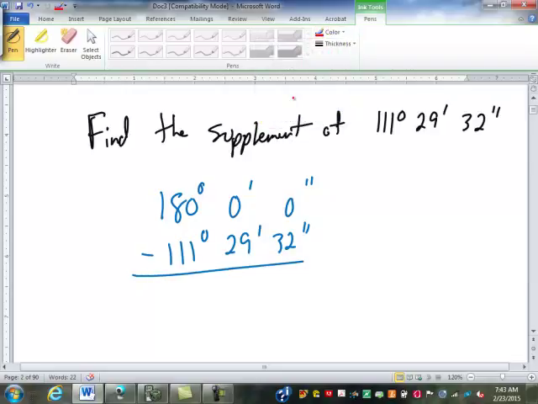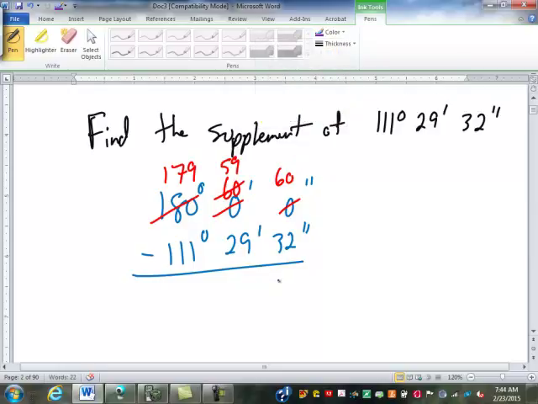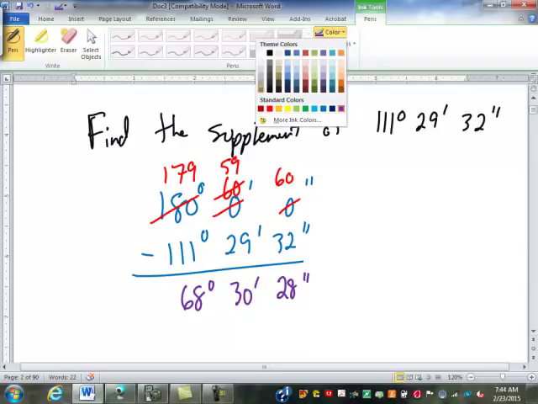Walk me through it. Tell me what to do. Borrow from the 180 or the 109 from 60 in the first column. Okay. Put 60 in the second column. 60 minus 32, 28. 59 minus 29 for 30, and then 179 minus 11. Perfect. So 68 degrees, 30 minutes, 28 seconds.